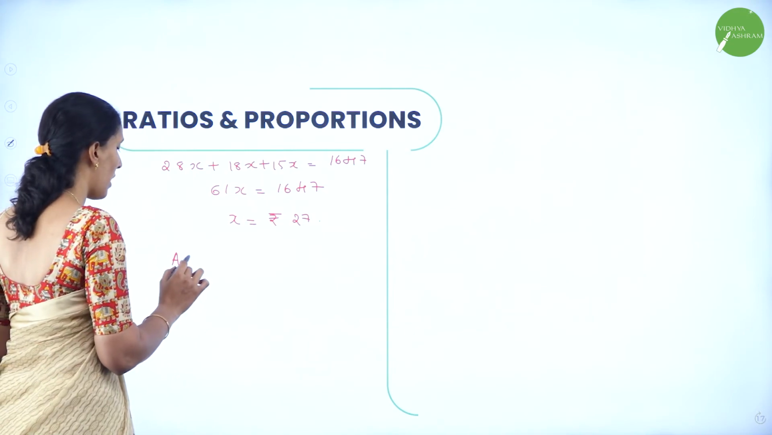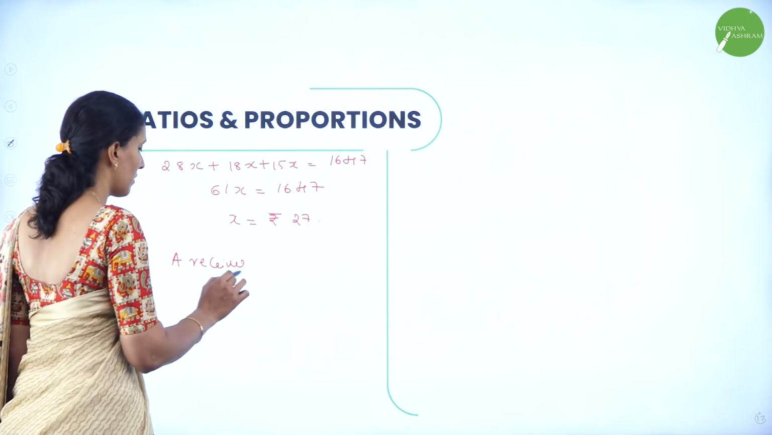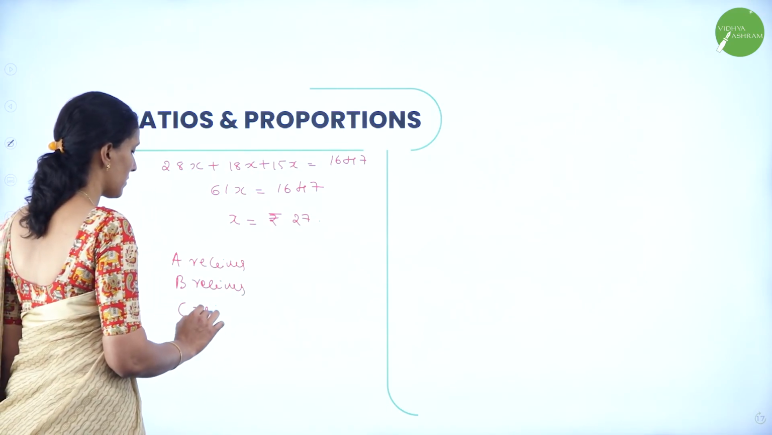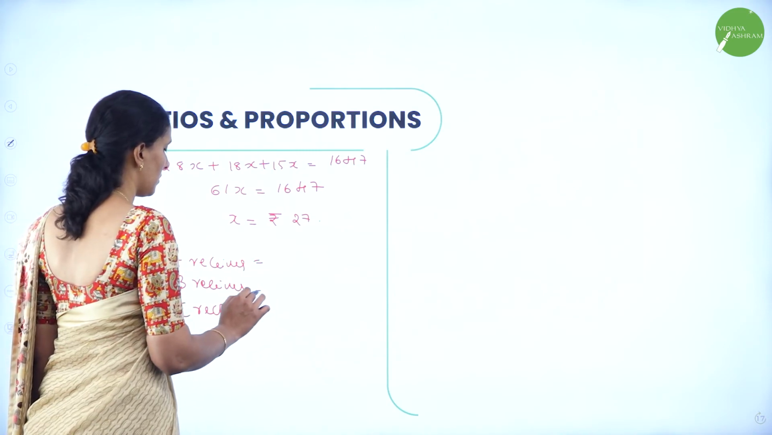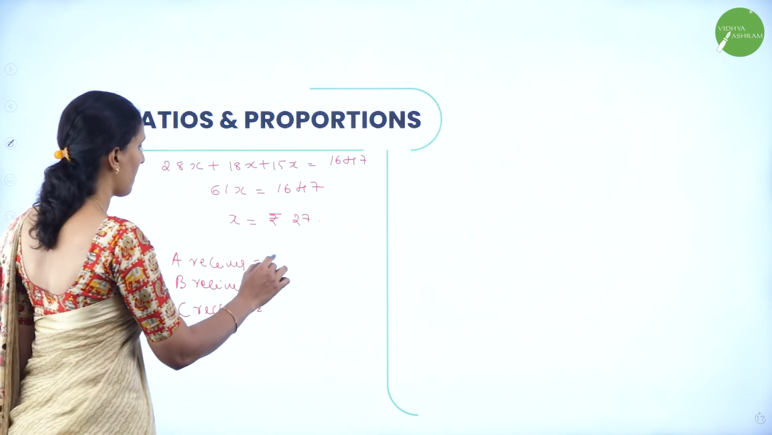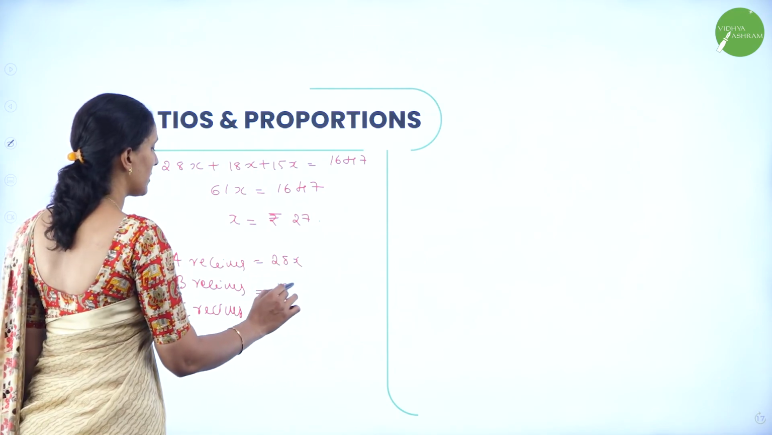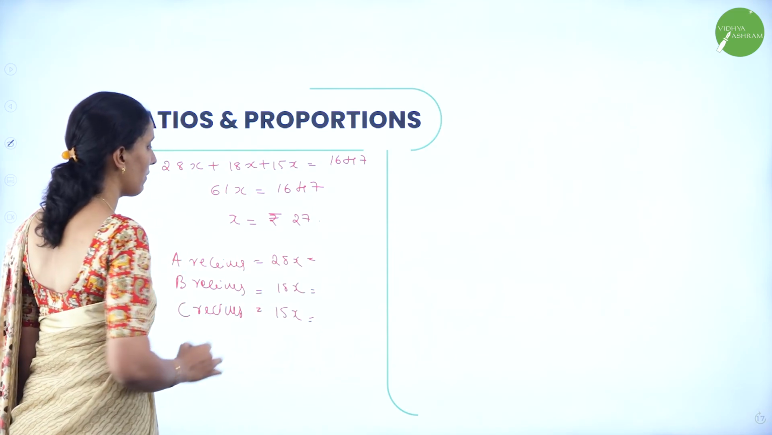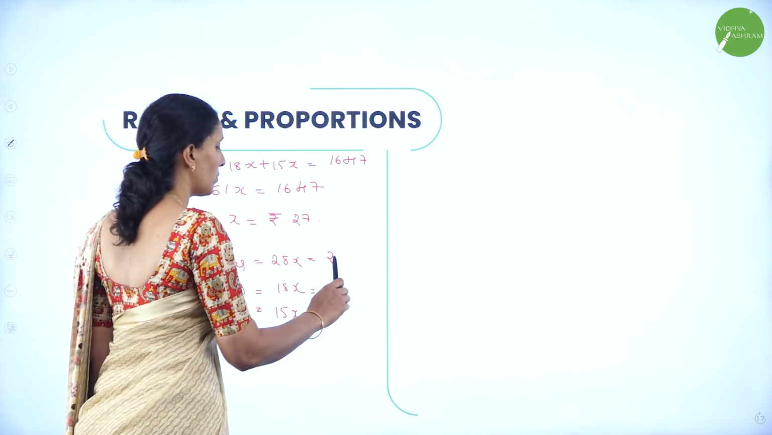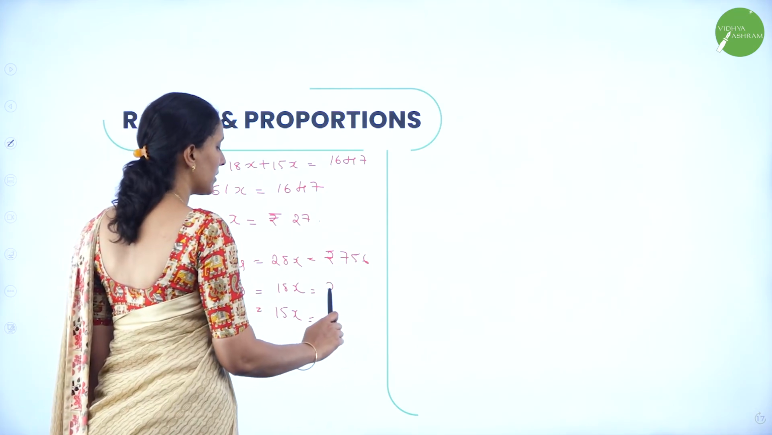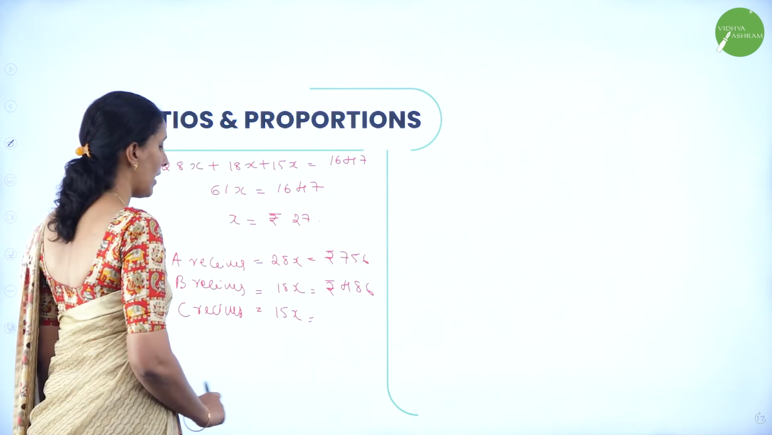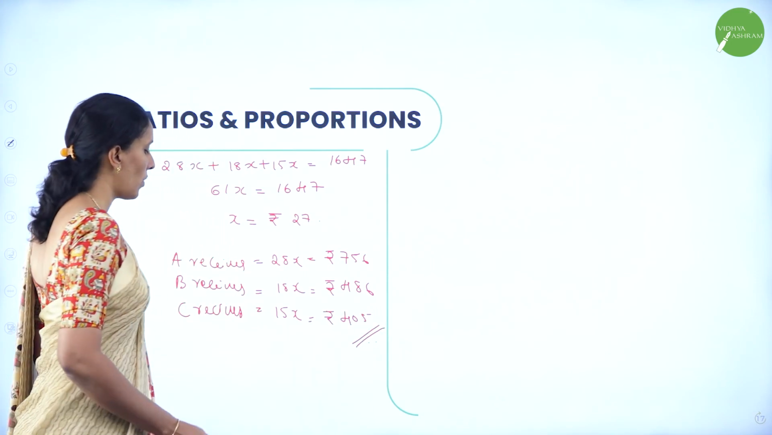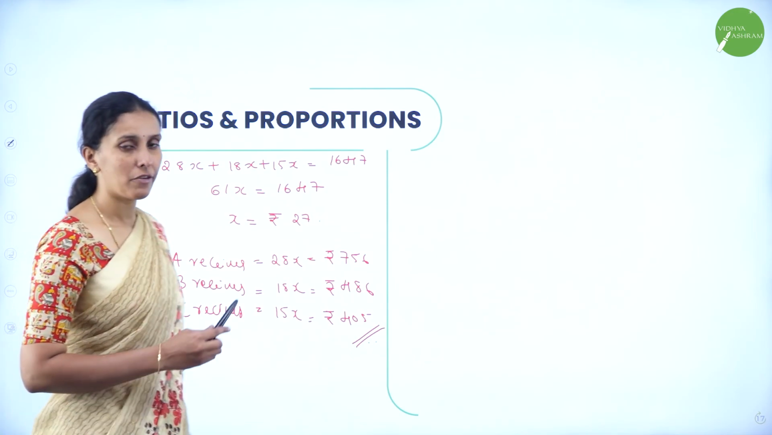Now how much amount does A receive, B receive and C receive? A is 28x, B is 18x, C is 15x. So multiply x by the given values. Therefore A receives rupees 756, B receives rupees 486 and C receives rupees 405. So this was the share of A, B and C from the given condition.